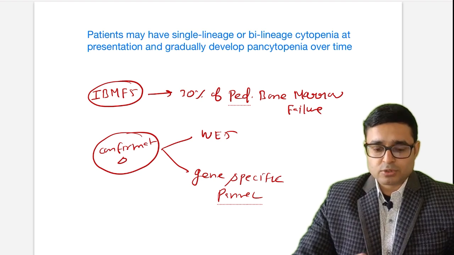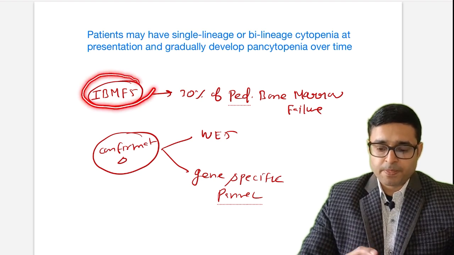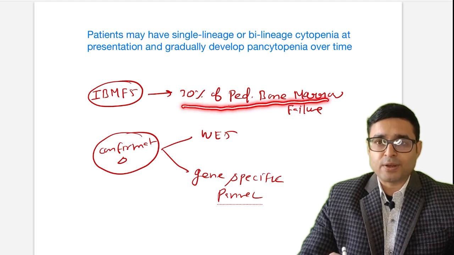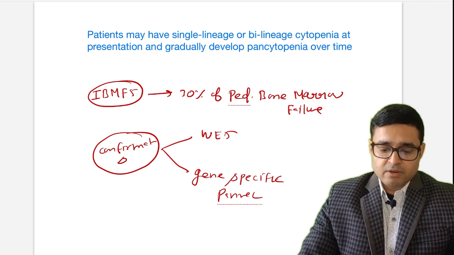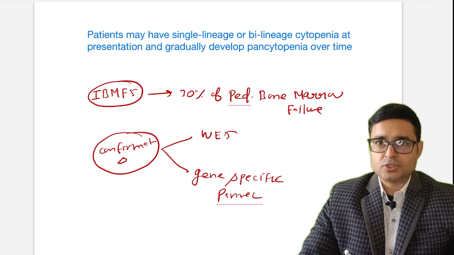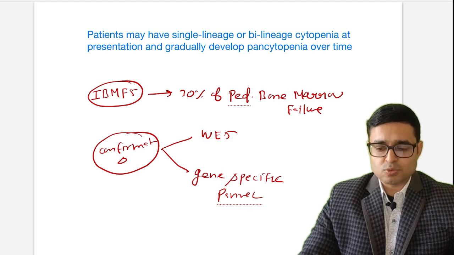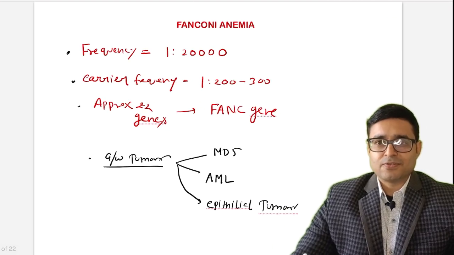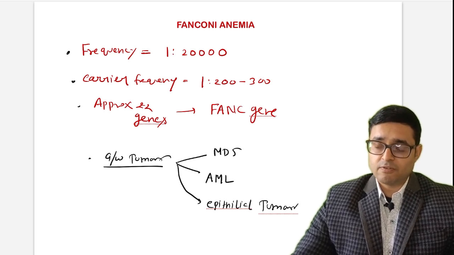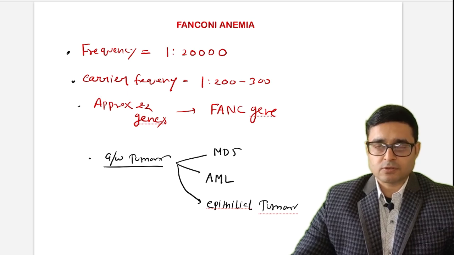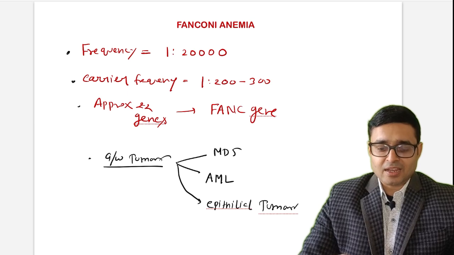So let's talk about inherited bone marrow failure syndrome. These comprise 30% of bone marrow failure syndromes. This figure is important, 30%. How will we confirm them? By whole exome sequencing, and gene-specific panels are there, so we can do this. So let's dive directly into the important inherited bone marrow failure syndromes. Obviously, we will discuss other syndromes briefly, but as of now, we are discussing Fanconi anemia.